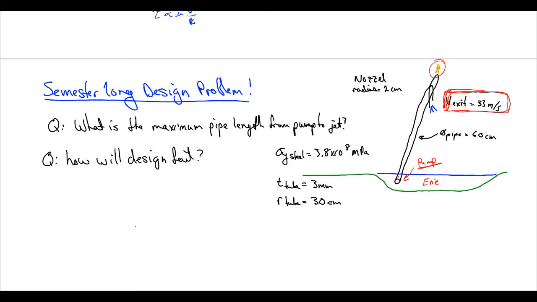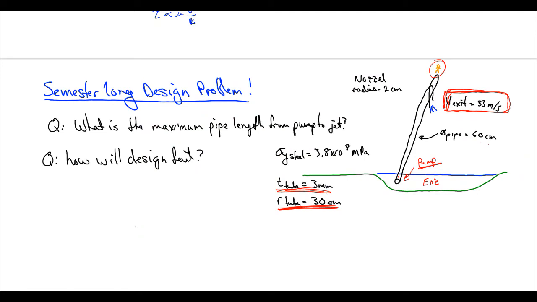Our pipe diameter is 60 centimeters. The thickness of our tube is 3 millimeters, and like I said, our diameter is 60 centimeters, but our radius is 30 centimeters. And the radius of our nozzle is 2 centimeters. Great. So with all this information, we can start to solve this problem.